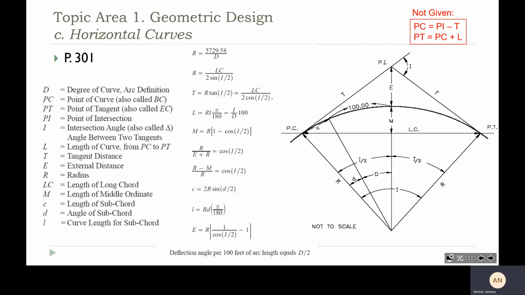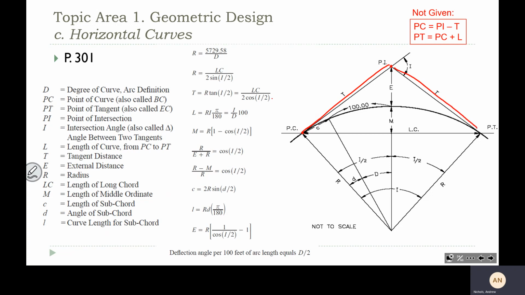So the roadway itself, we've got our PC. Don't ask me why it's not HPC, HPI, HPT to differentiate horizontal from vertical. I didn't write the book. But we've got PC, which is the point of curvature. We have the PI, which is the point of intersection of the back tangent. So we've got our back tangent, and we've got our forward tangent.